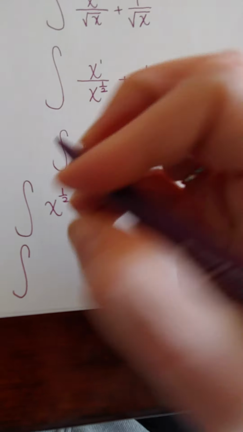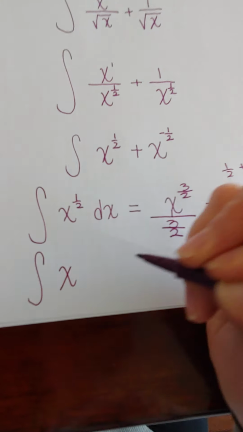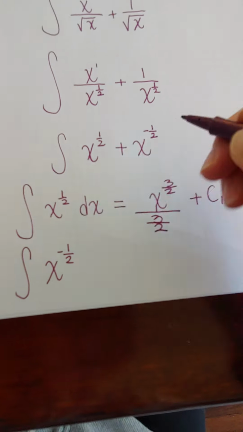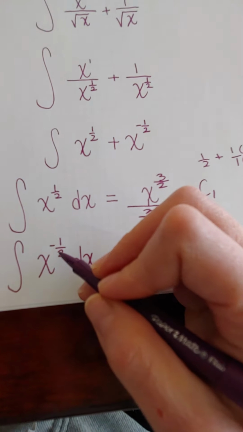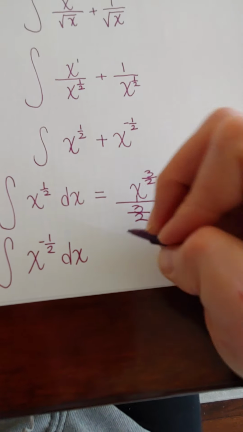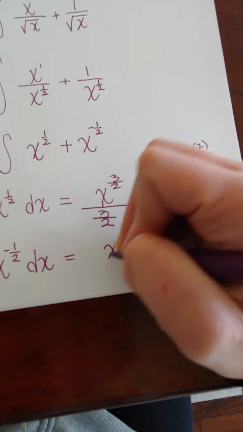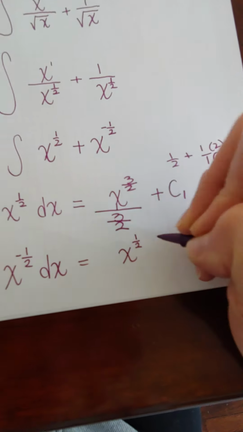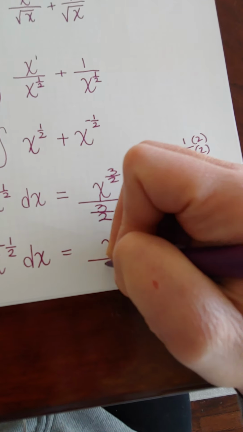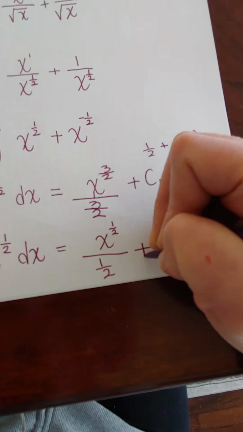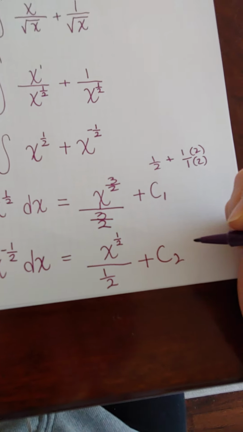All right, now I'm going to integrate x to the negative 1/2 with respect to x. So negative 1/2 plus 1 is positive 1/2. Divide by that plus a constant.